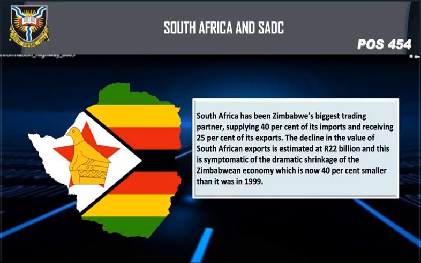South Africa has been Zimbabwe's biggest trading partner, supplying 40% of its imports and receiving 25% of its exports. The decline in the value of South Africa's exports is estimated at 22 billion rand, and this is symptomatic of the dramatic shrinkage of the Zimbabwean economy, which is now 40% smaller than it was in 1999.